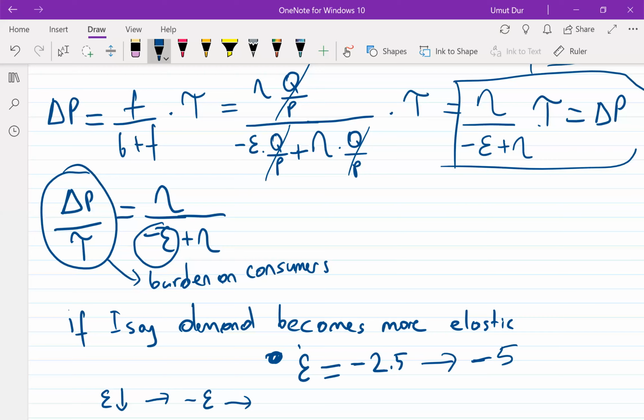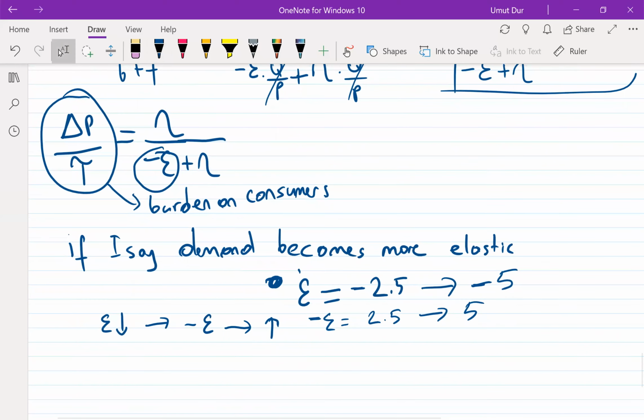This minus sign is making things more complicated. I know that you all can see this, but minus epsilon is increased. Whenever you have this kind of question, just think with numbers. Initially epsilon was minus 2.5. Now it becomes minus 5. Minus epsilon was 2.5, then it becomes 5, which means that it has increased.